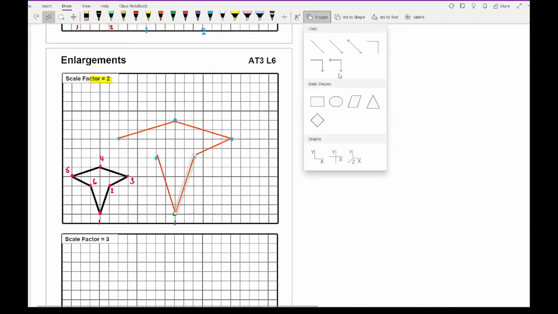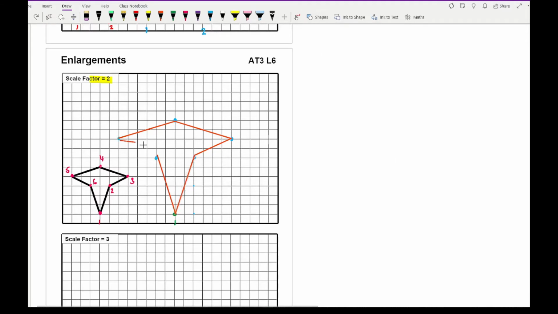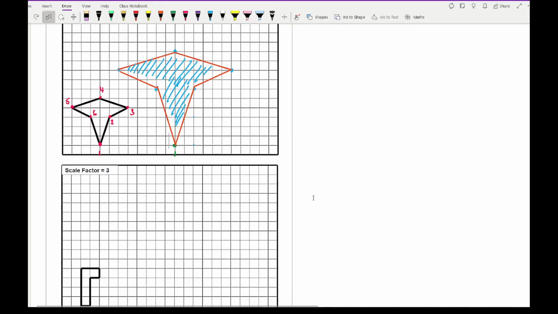This is where I strongly recommend that you watch the video at 10x speed to speed up this process. And there we go, you should have something that looks like this. And again, from there we can then shade in the shape of what it should look like. So let's have a look at our next example.